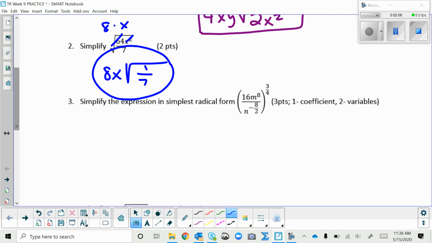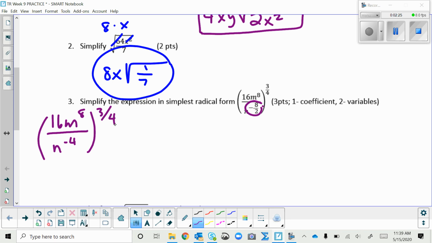All right. Number 3, we start by simplifying the negative 8 over 2 to negative 4. And then I will take n to the negative 4, flip it, which means bringing it up top and making the 4 positive. So that would give me 16 m to the 8, n to the positive 4, all raised to the 3/4 power.